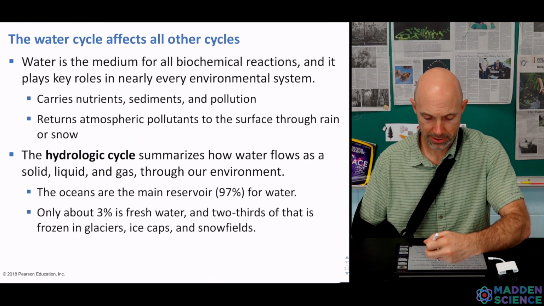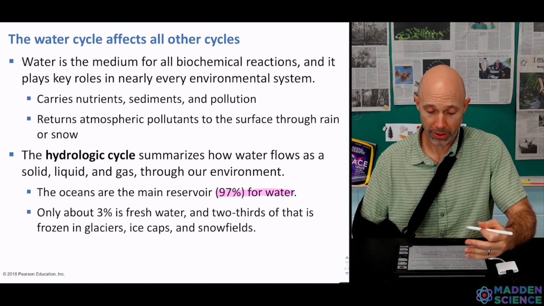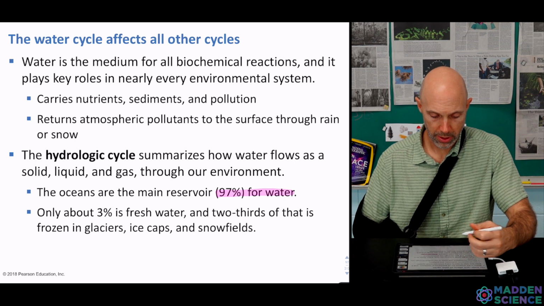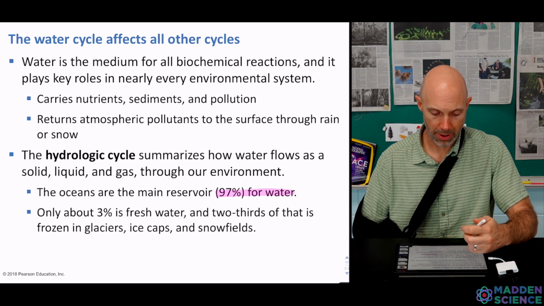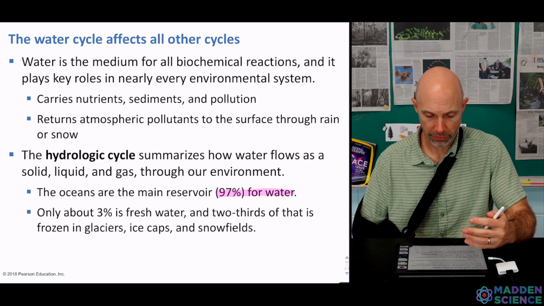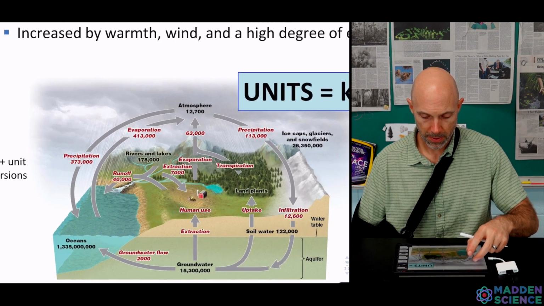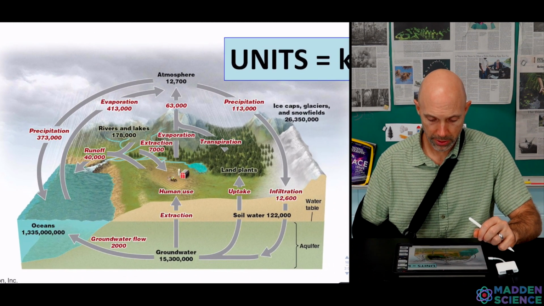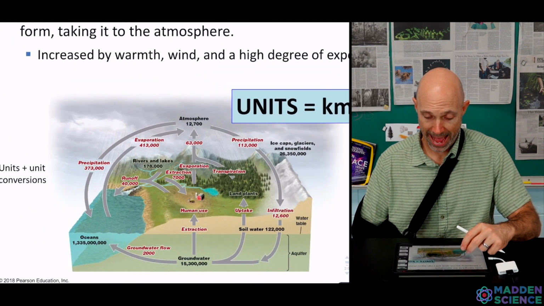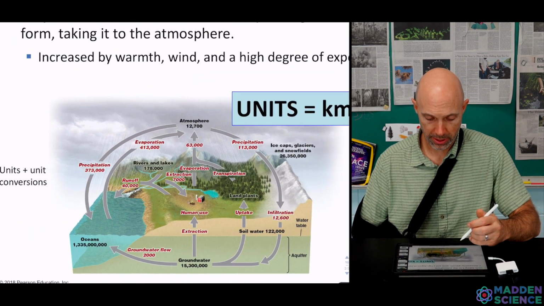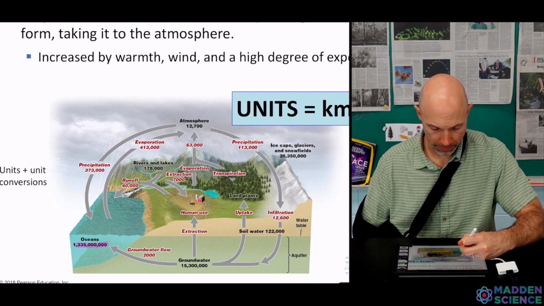Some key stats. Ocean is the main reservoir, holding probably 97.5% of all water on Earth. Again, 3 or so percent is fresh, and 2/3 of that is locked away in glaciers, ice caps, snowfields. Here's a good view of the cycle in our book. Notice that you have reservoirs in black, and you have flux in red. Note the amounts here, just an insane amount.